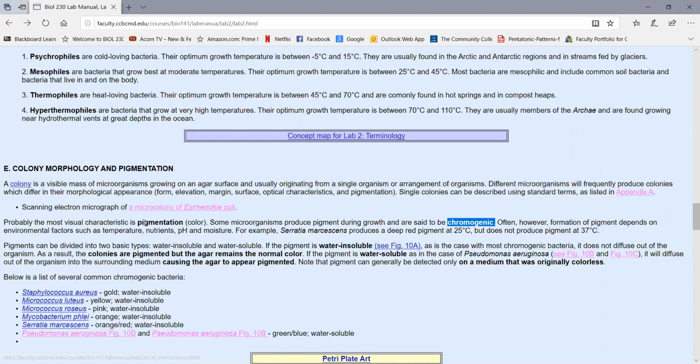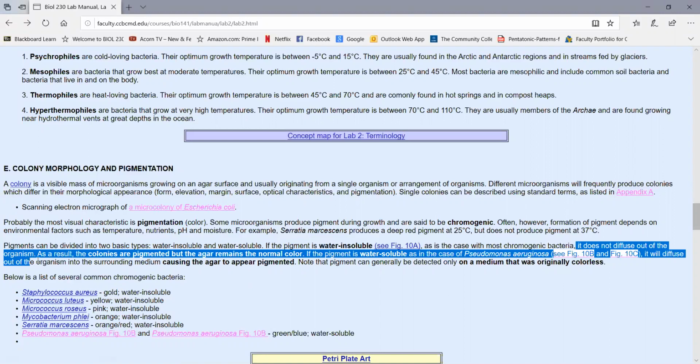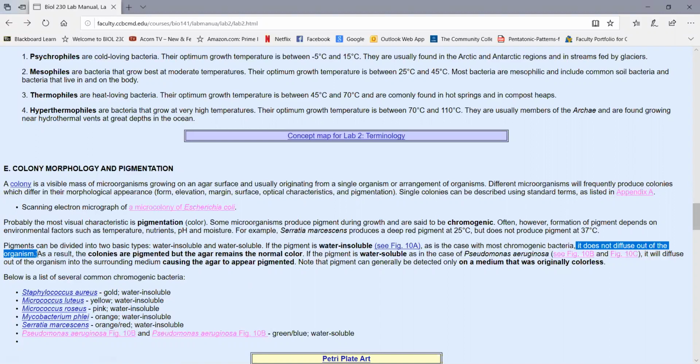Now, bacterial pigments can be divided into two basic types, water-insoluble pigment and water-soluble pigment. So let's first take the case of water-insoluble pigment. Most of the bacteria produce water-insoluble pigment if they're chromogenic. And this means that the pigment, the actual colored compound they're producing, does not diffuse out of the organism. It stays inside the bacteria. So as a result, the colonies appear pigmented, but the agar itself doesn't change color. It remains the color of normal agar.